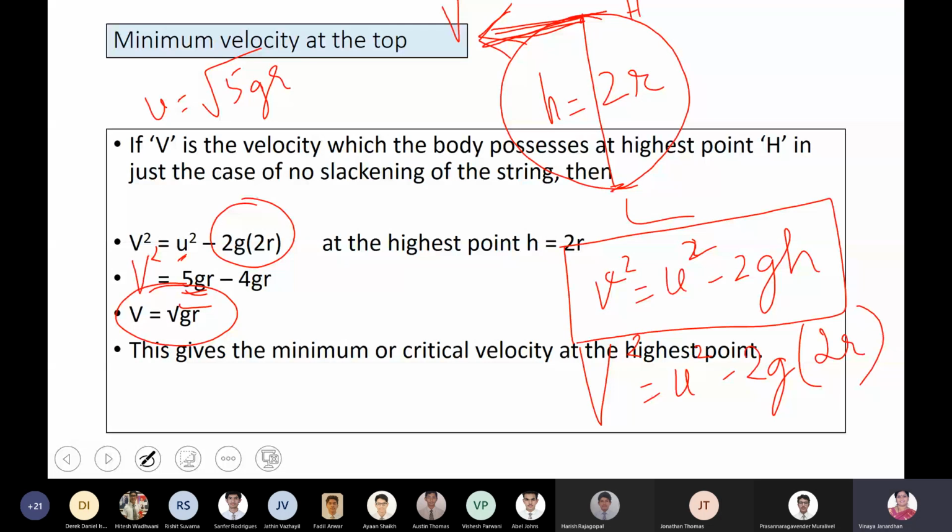These two things you can learn by heart. The minimum velocity at the lowermost point should be root 5gr. The minimum velocity at the highest point should be equal to root gr. These two expressions you can learn by heart. Copy down, boys. Ma'am, should we learn the tension formula by heart? No need. Okay, ma'am.